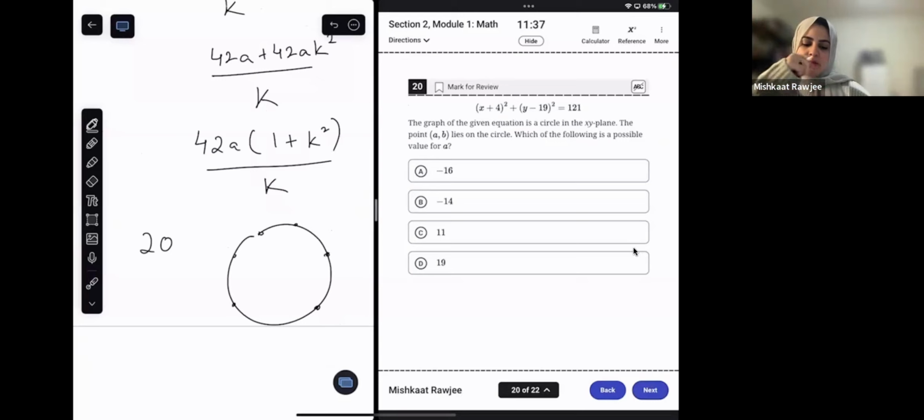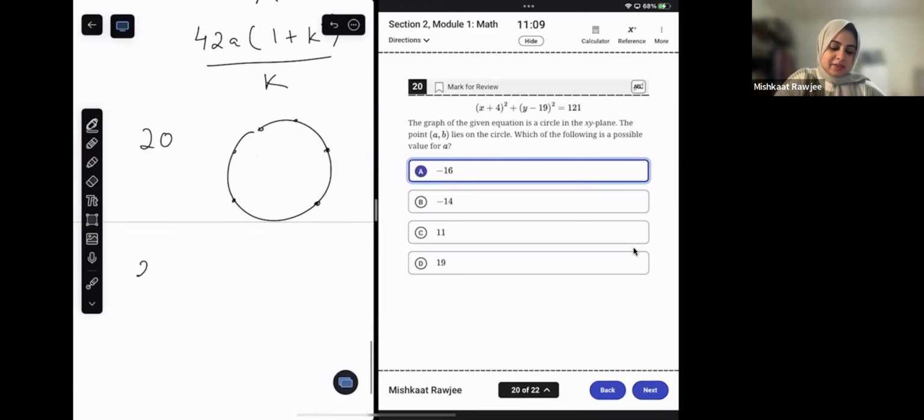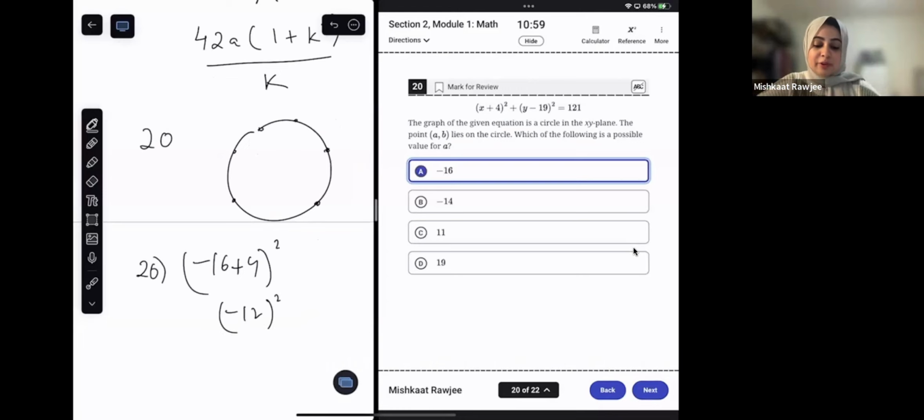The way we would do this is we're looking for a value. When we plug in x for this equation, we end up with the y, and then we end up with 121. So for negative 16, let's say x is negative 16, right? For the 20th one, if we said negative 16 plus 4 whole squared, that would be negative 12 whole squared. That would be 144. That would be bigger than whatever we would get for y squared, and then that would be 121, which is not possible. So 16 is too much. It's too high. What if we did negative 14?